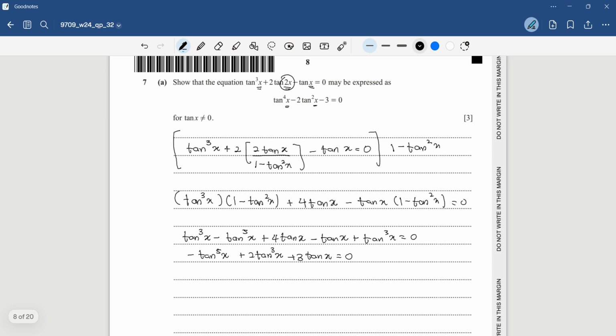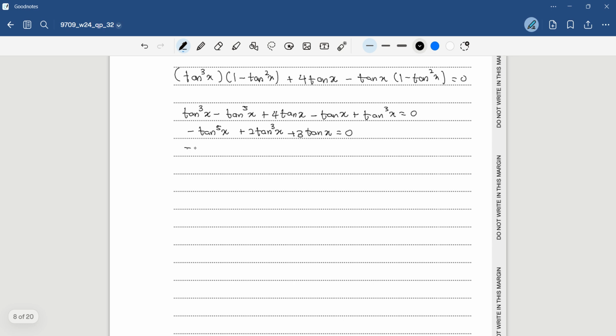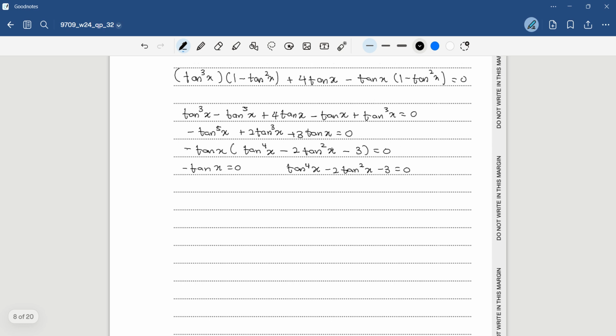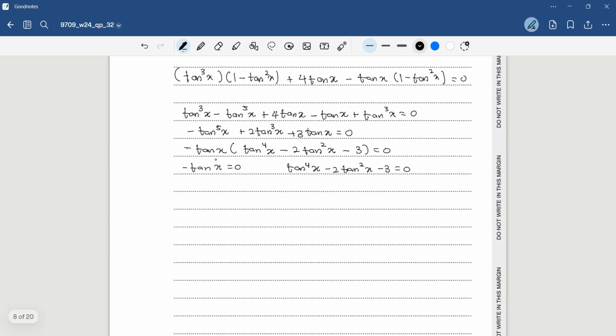Since all the terms here have tangent x, I factorize negative tangent x, so it will be tangent power of 4 x minus 2 tangent square x minus 3 equal to 0. Therefore negative tangent x equal to 0, and tangent power of 4 x minus 2 tangent square x minus 3 equal to 0. Based on this, tangent x cannot equal 0, so this one we can reject. Therefore we have only this.